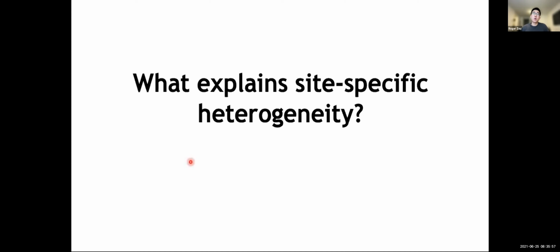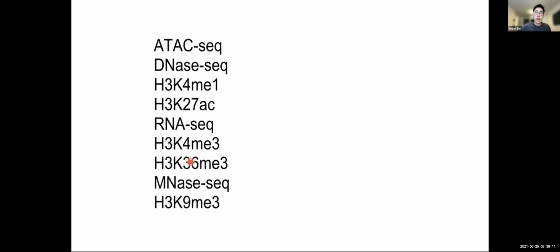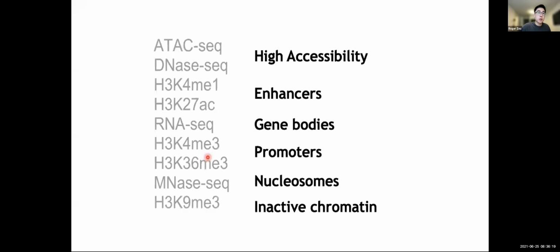Now, this raises the question of what can explain this observed heterogeneity between identical target sequences which happen to be found in different genomic locations. To answer this question, we analyzed 9 publicly available epigenetic data sets from ENCODE. For those who don't know what these correspond to, they correspond to regions of high accessibility, or they mark enhancer regions, gene bodies, promoters, places with nucleosomes, or inactive chromatin as well.